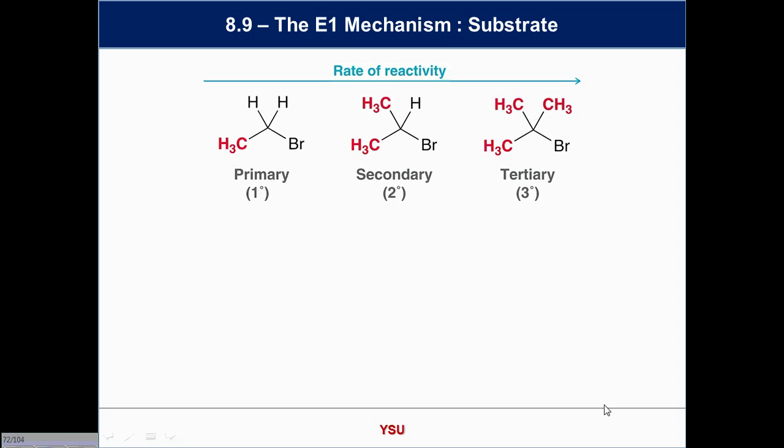In terms of how fast things happen, this does mirror the idea with the SN1. In primary systems, they're not going to give you a carbocation typically. They'll do something else. So they're not going to be very fast at E1, just like they weren't fast at SN1. If you go to secondary, you've got more alkyl groups that can help with hyperconjugation, so your carbocation will be more achievable. And in tertiary, you can do this at room temperature.